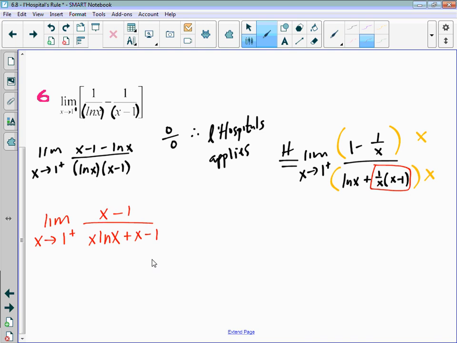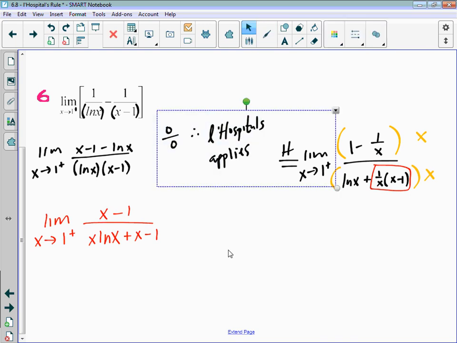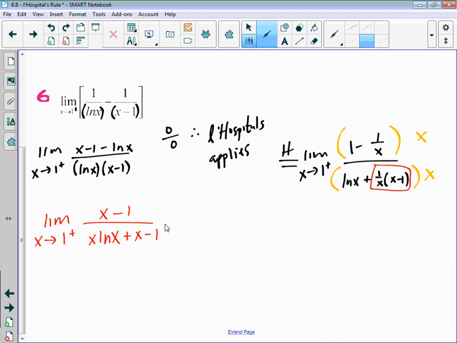So then we plug in 1 again. On top we get 0. On bottom we're getting 0 plus 1 minus 1, so 0. So 0 over 0, therefore L'Hopital's applies. And we go ahead and apply L'Hopital's again.